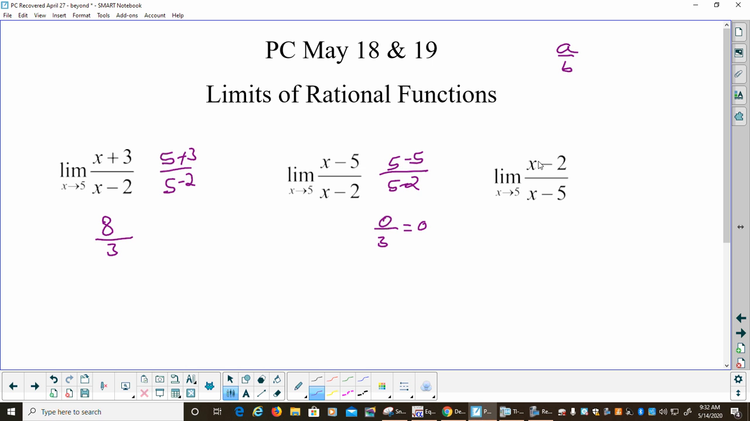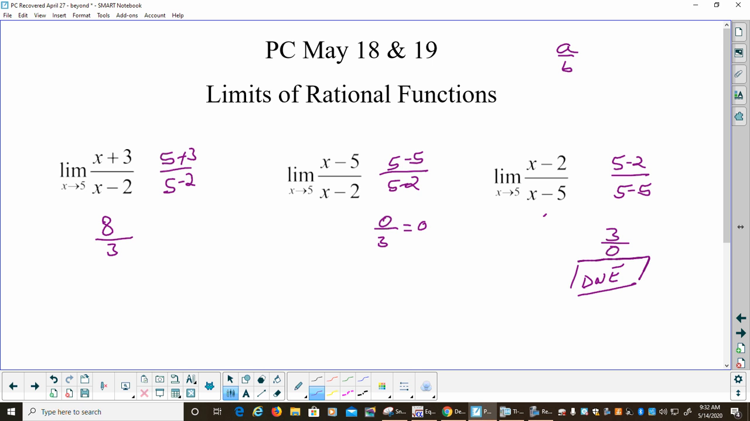This is what it's going to be more like. Take this, fill it in, and you get 5 minus 2 over 5 minus 5, which is 3 over 0. You can't divide by 0, so it does not exist. So for D and E, does not exist is what you write for the answer. That is as far as you will take it for this assignment.